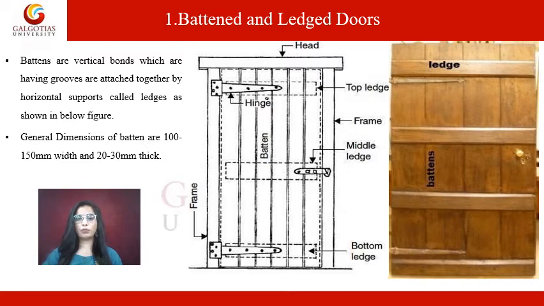These are the provided hinges. This is the part of the frame, and these vertical members here you can see in this sectional drawing are called the battens and the horizontal members are the ledges. This is the bottom ledge and this is the top ledge. Basically the general dimensions of battens are 100 to 150 mm width and 20 to 30 mm thickness. So these are the details of the batten and latch door.